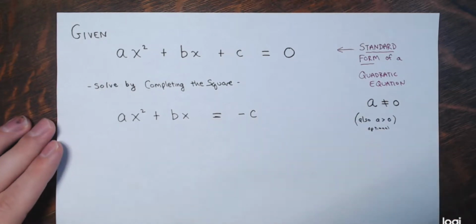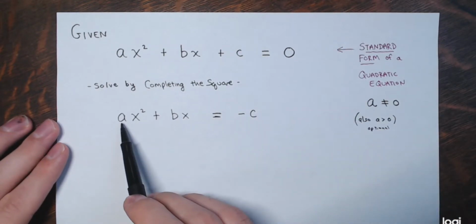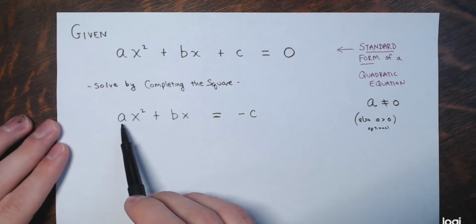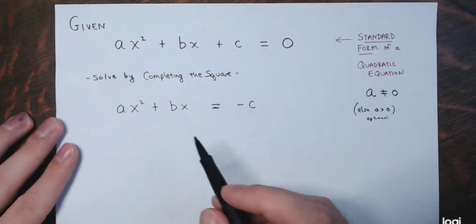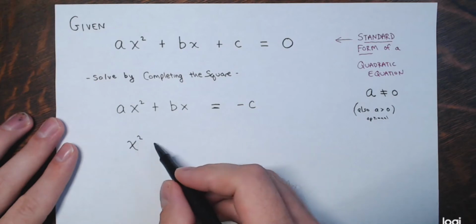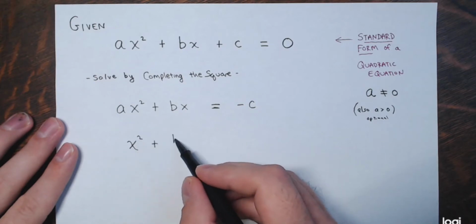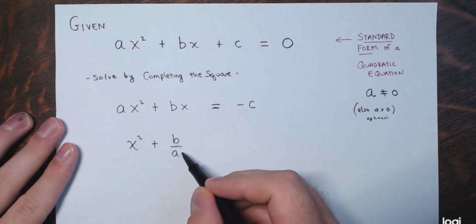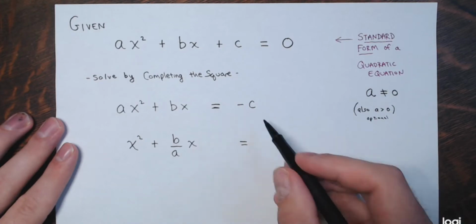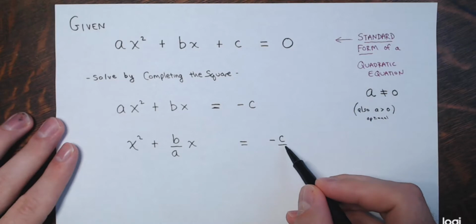Then I want to get the coefficient of the quadratic term to be 1. So if a is not 1, we need to divide by a. So after dividing by a, I'd have x squared plus b over a times x equals negative c over a.